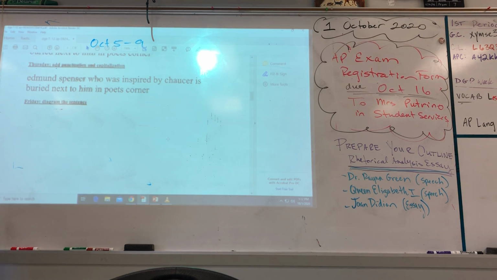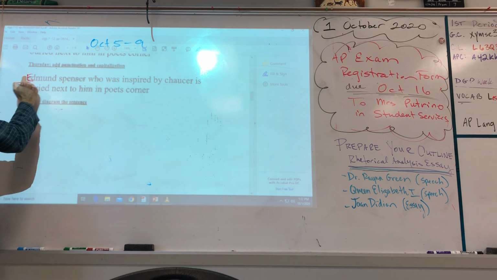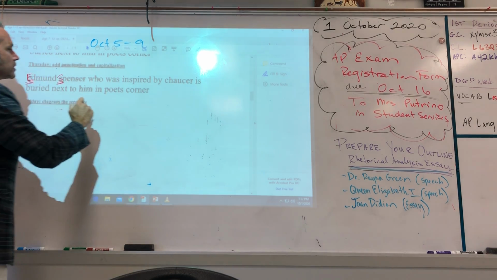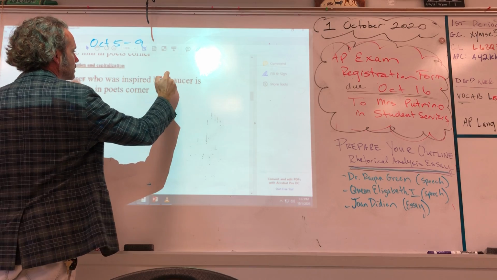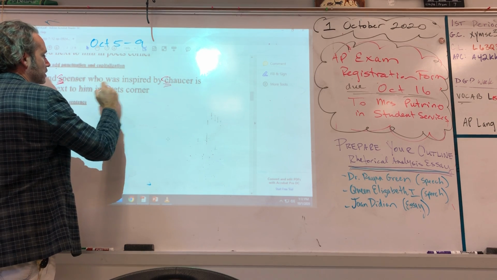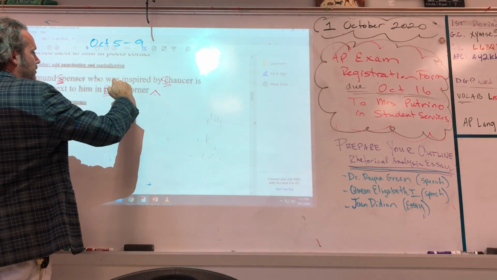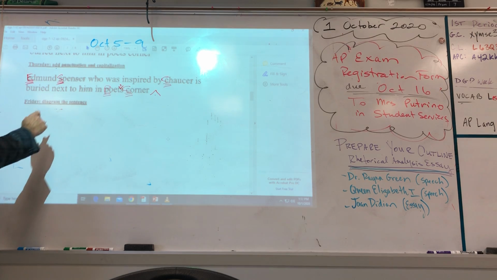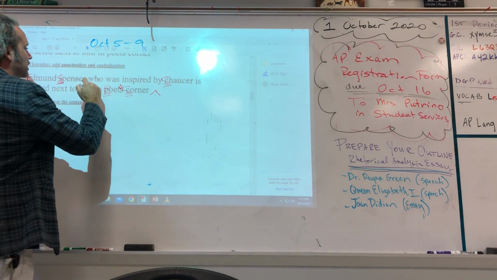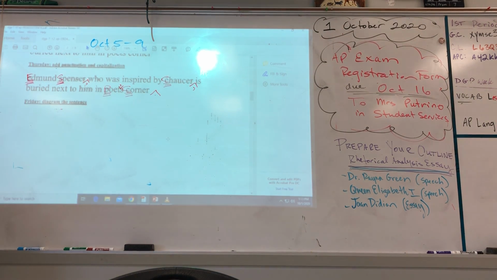Okay, and so here again, let's use red this time. We're going to capitalize Edmund Spenser, of course, who was inspired by Chaucer, who is a famous poet. So we're definitely going to capitalize him. And Poets' Corner. So here's all of our proper nouns. Poets' is possessive, so it's apostrophe S. And who was inspired by Chaucer is a non-essential appositive. So that also gets commas around it. Okay? Edmund Spenser, who was inspired by Chaucer, is buried next to him in Poets' Corner. And that's it for that.